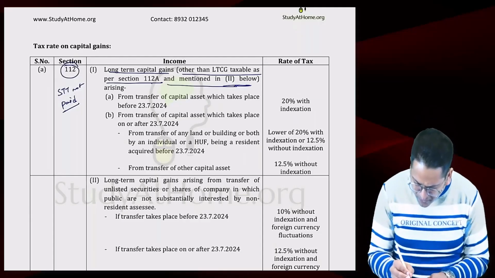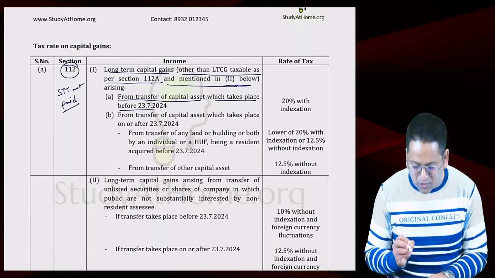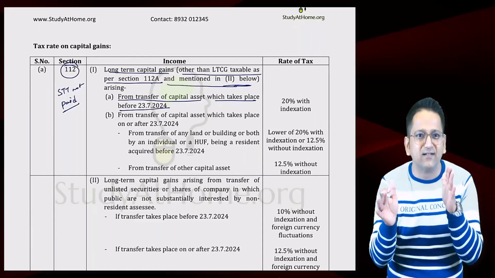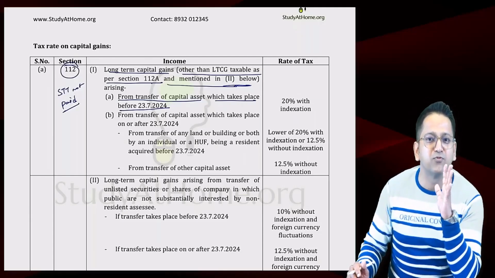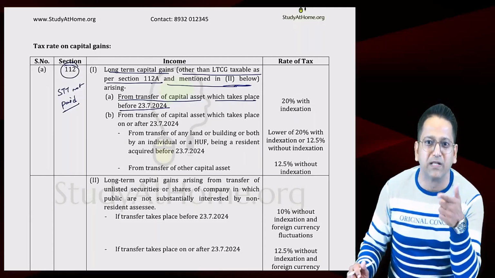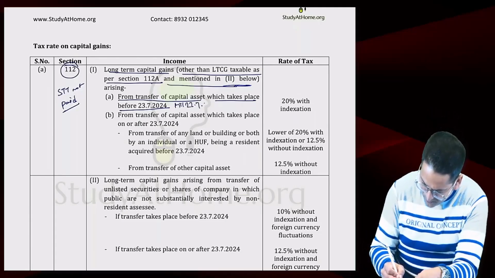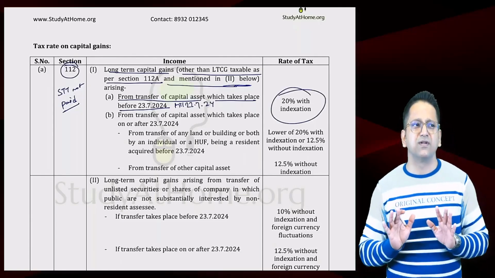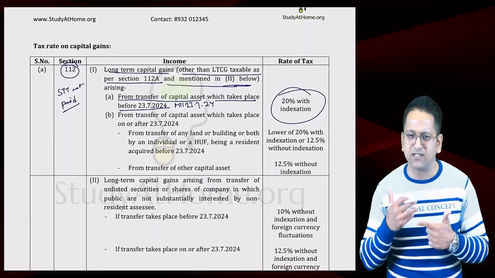Long-term capital gain from transfer of a capital asset which takes place before 23 July 2024, meaning until July 22, 2024. That's why I was saying remember the date of July 23 for all capital gains. The law changed from July 23. So here it's talking till July 22. What was applicable until July 22nd? 20% tax with indexation benefit. Earlier it was 20% with indexation, which we explained, the effect of inflation.